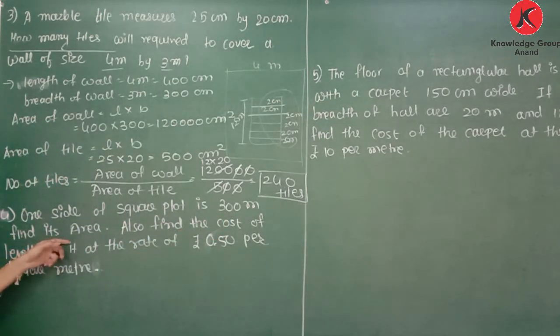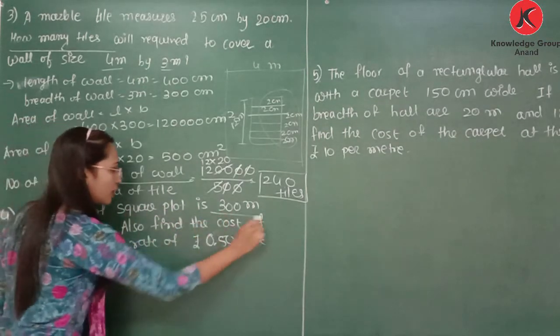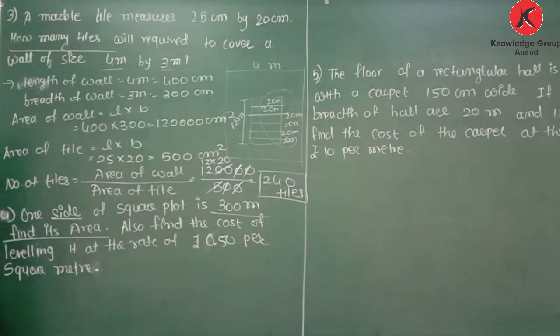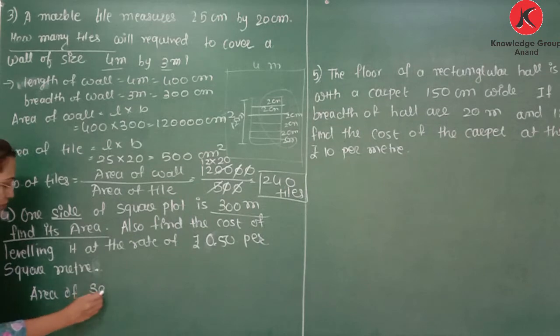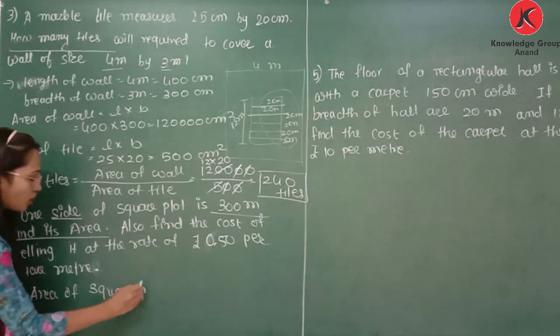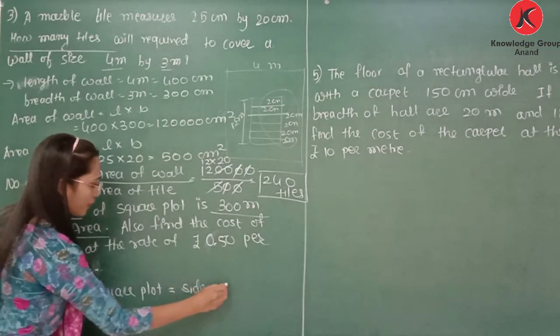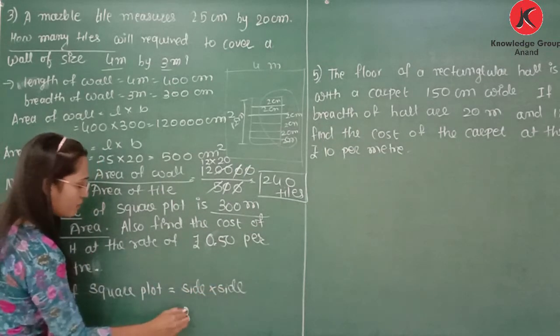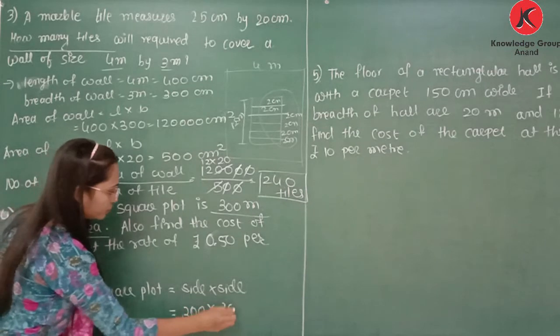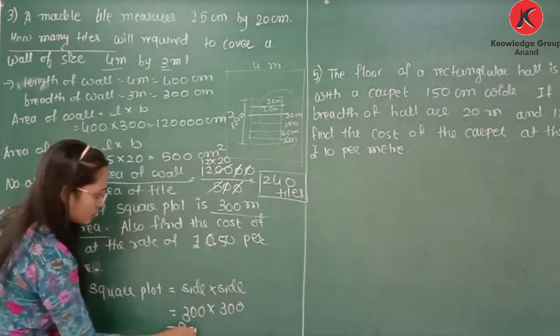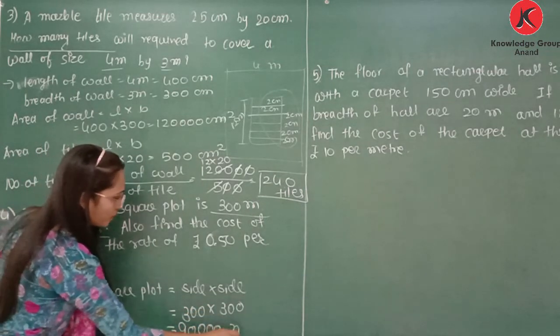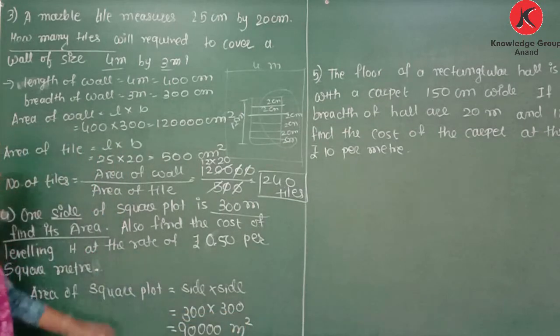Now next one. One side of a square plot is 300 meter. Find its area. Side is given 300 meter and we need to find area. So it will be easy. Area of a square plot, that is side multiply side. So 300 multiply 300, that is 90,000 meter square.